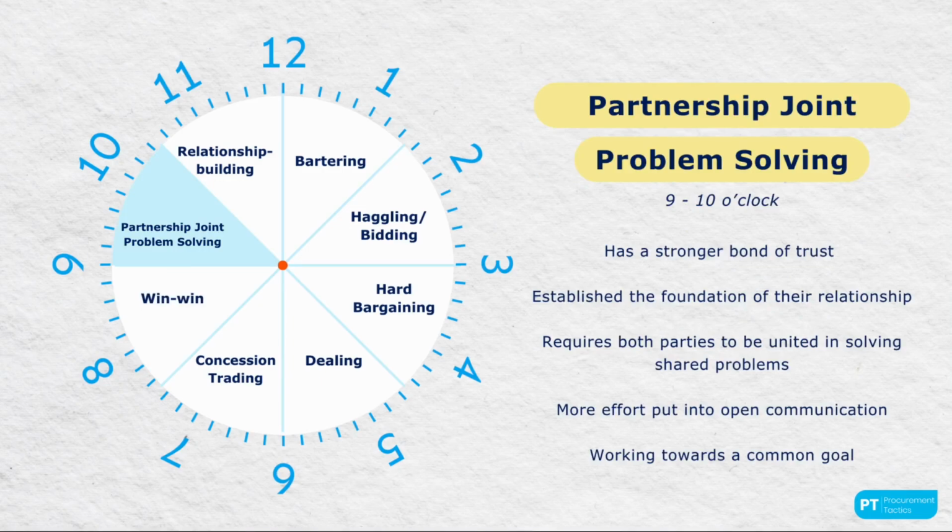Next one is partnership joint problem solving, 9 to 10 o'clock. This type of negotiation has a stronger bond of trust between both parties and there's an established foundation of the relationship. This requires both parties to be united in solving shared problems. There's more effort put into open communication and working towards a common goal.